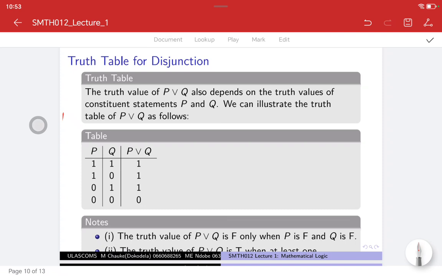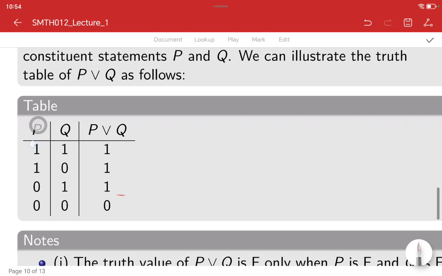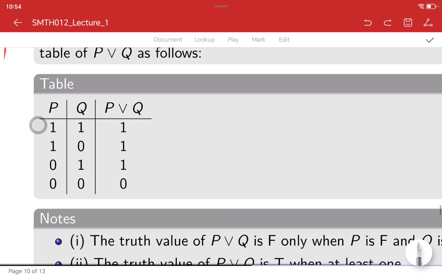So when we say these are constituent statements, we are saying that these are statements that are contributing to this truth value right now. So we can illustrate the truth table of P or Q as follows. Remember how we write 1, 1. For two statements, these numbers are always going to be the same. I'll show you how you find these numbers. So this should be 1, 1, 0, 0. But we're going to do it again.